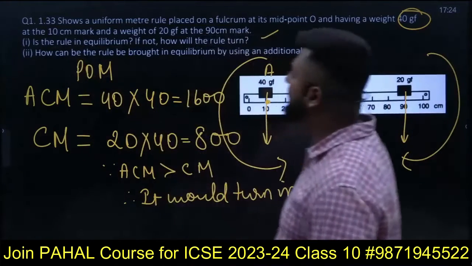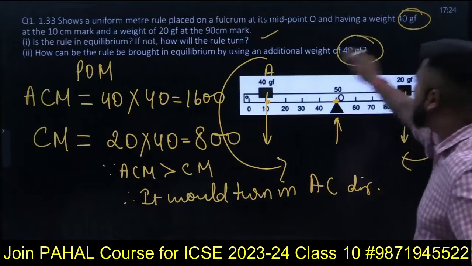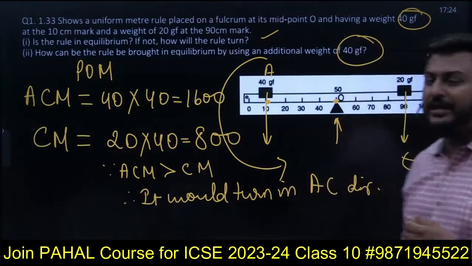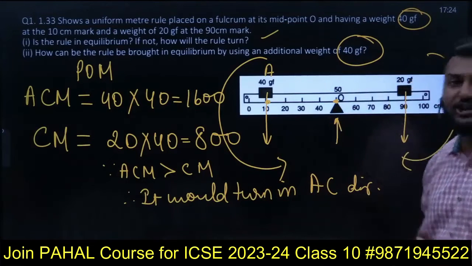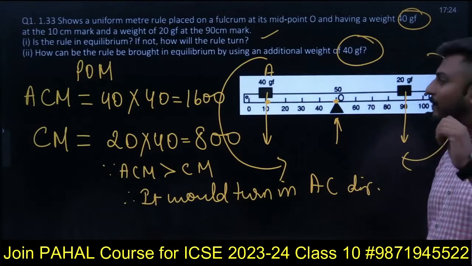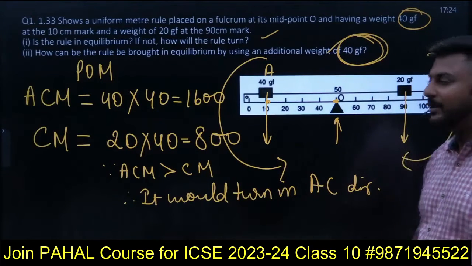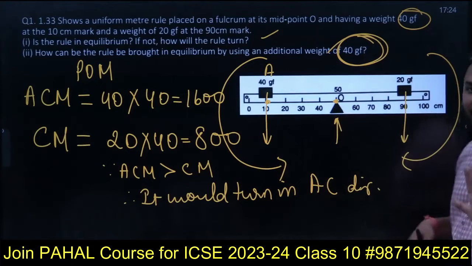Let's come to the second part. Second part says, how can the ruler be brought in equilibrium by using an additional weight of 40 GF? Now, if we want to tie an additional weight in order to make this ruler in the state of equilibrium, then where should we tie this 40 GF weight? बताइए, 40 GF का वेट हम इसको कहां पे रख दें सो दैट ये इक्विलिब्रियम पे आ जाए. अभी तो इक्विलिब्रियम पे नहीं है.